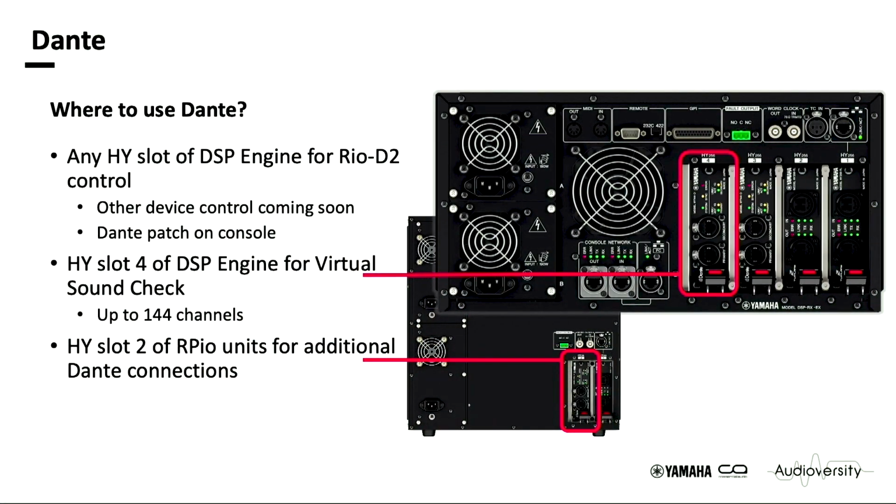Yes. You can also put a Dante card in the RPIO units. So each RPIO unit has 2 card slots. Use one for TWINLANE and the other one could be used for Dante. That will allow you to take a digital split from all the mic preamps and other inputs, and you can split them through Dante and send them to other consoles, whether they are a Yamaha console or another make that is compatible with Dante.